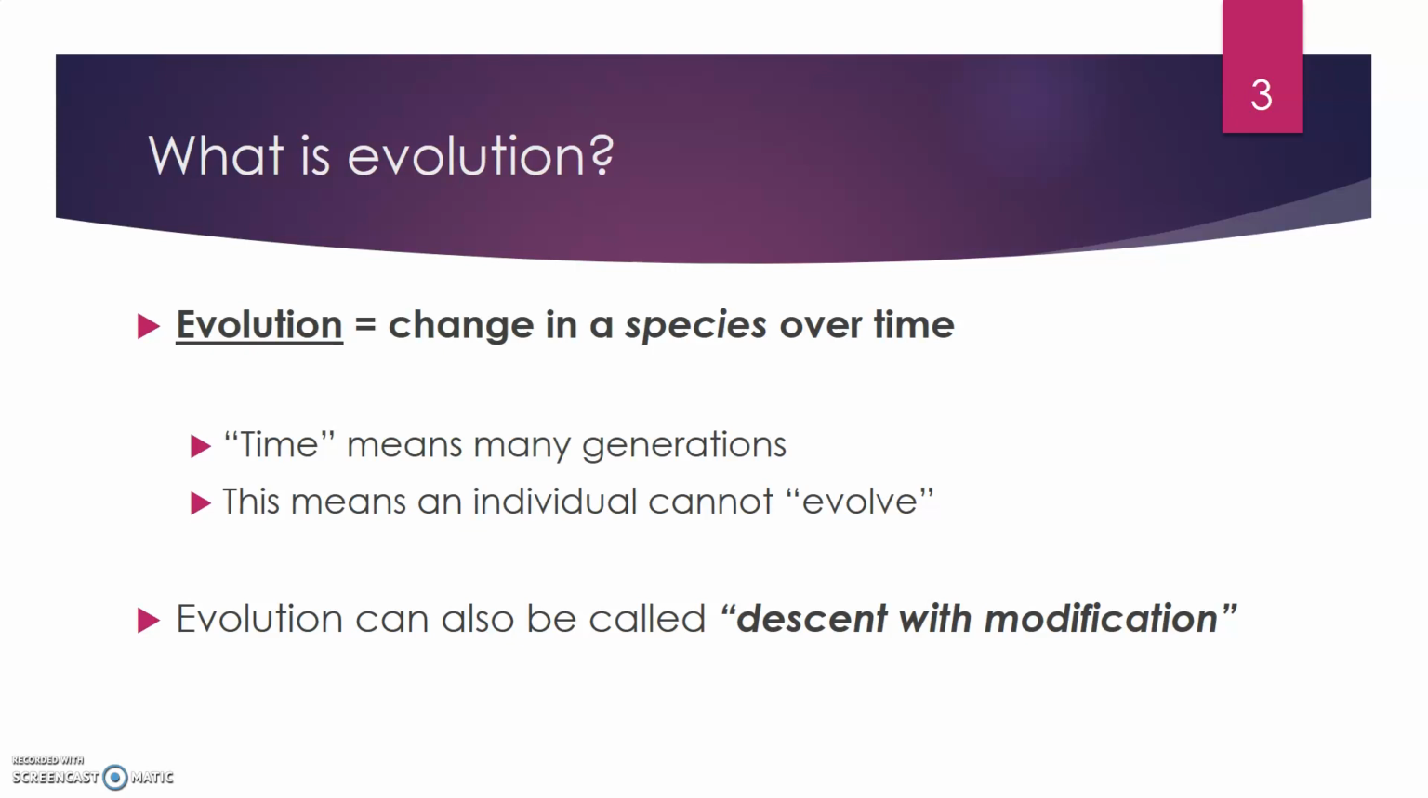And evolution is also sometimes known as descent with modification, because you have this idea of generations of descent with small changes that happen over time.